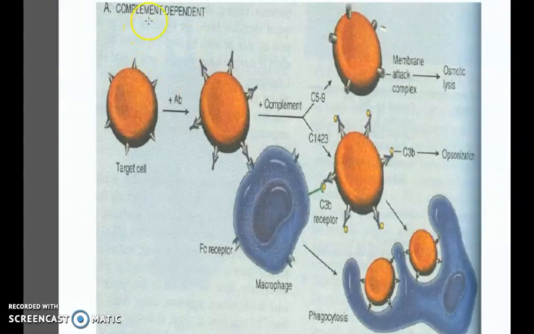So this image shows a complement-dependent cytotoxicity. Here you can see the target cell combined with IgG or IgM class antibodies, and the complement system is getting activated, resulting in injury to the cell membrane, and the cell surface is made susceptible to phagocytosis from serum factors or the opsonins. Finally, the target cells will be destroyed by phagocytosis or opsonization or by osmotic lysis.